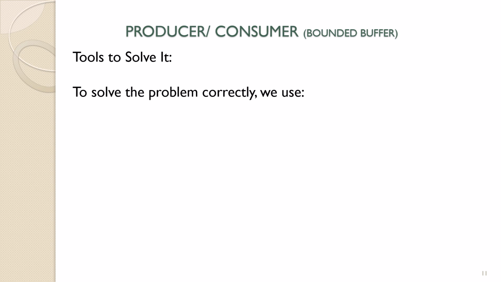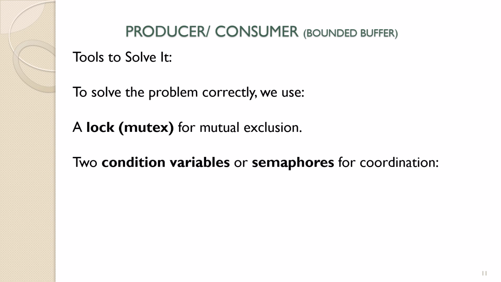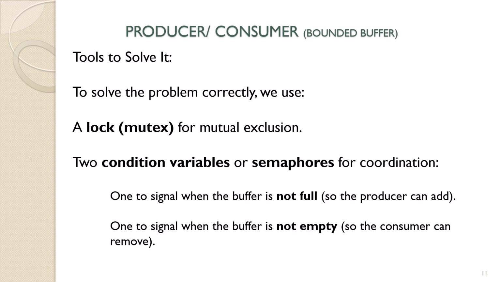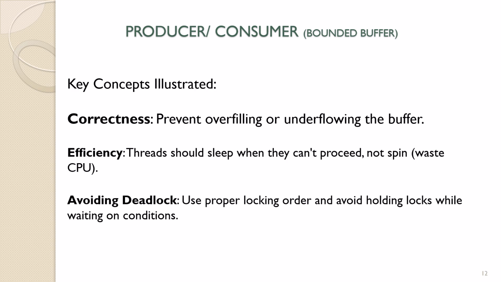So how do we solve the problem? You can use a mutex lock for mutual exclusion or a semaphore, and you need condition variables for the coordination. You can also use a semaphore for the mutex, or you can just use semaphores for the whole thing. You would signal when it's not full so the producer can add, and signal when it's not empty so a consumer can remove. And this mutex, like I said before, could be a lock or a condition variable depending on what you're doing, or it could be a binary semaphore. You want to make sure that things go in order and that it's efficient.